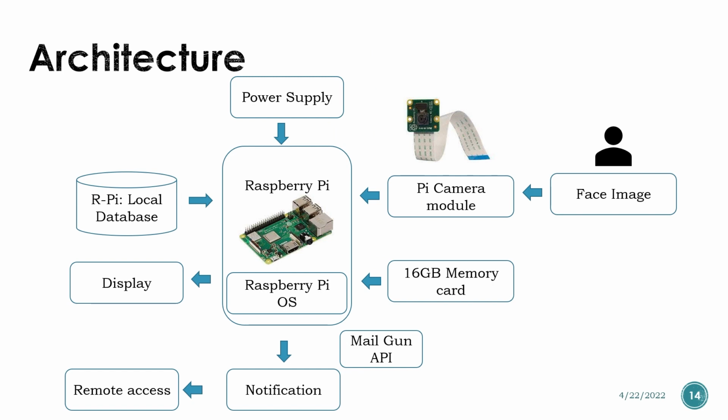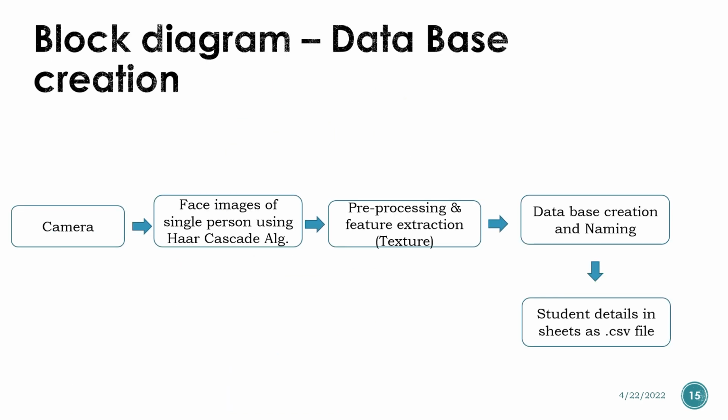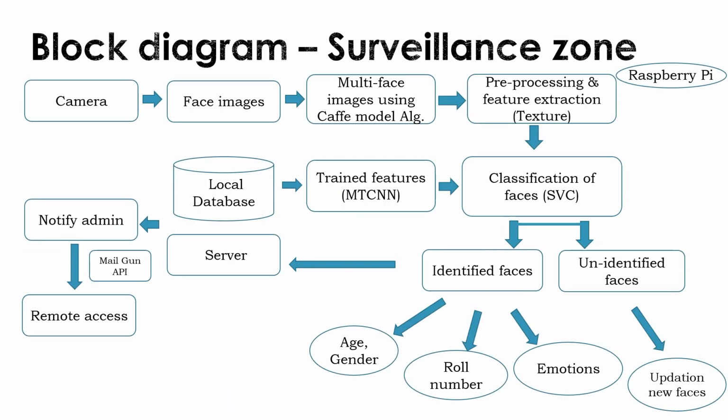And this is the architecture. This is the block diagram used for database creation. Here, this is the surveillance zone block diagram. A similar methodology is used, and classification using SVC is done, with faces identified and unidentified. If the face is unidentified, then the feature of updating the face is given. If it is identified, then roll number, emotions, age, gender, and other details are detected, and they are maintained in a spreadsheet.